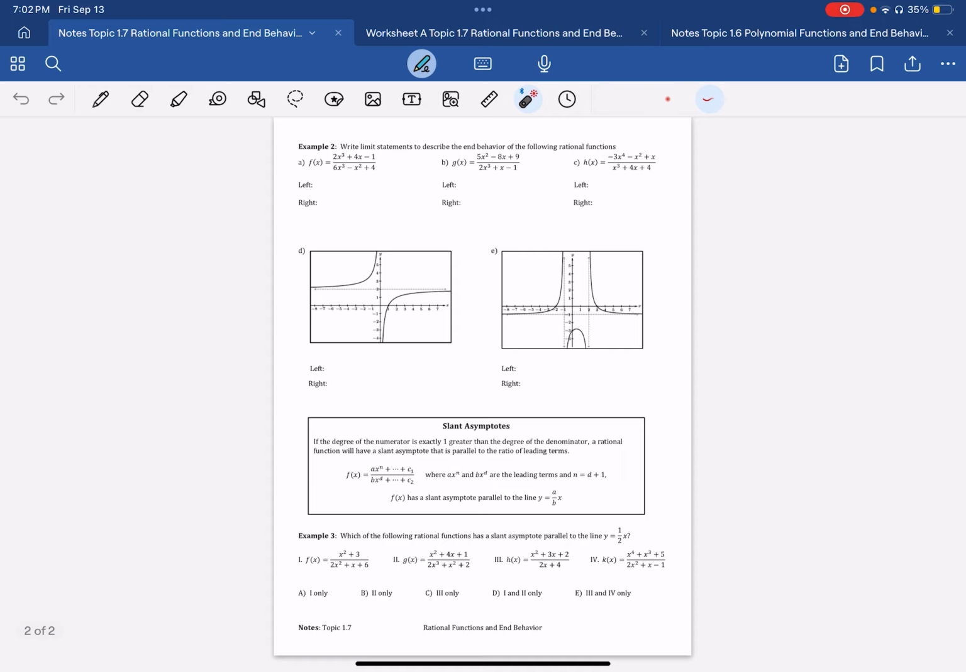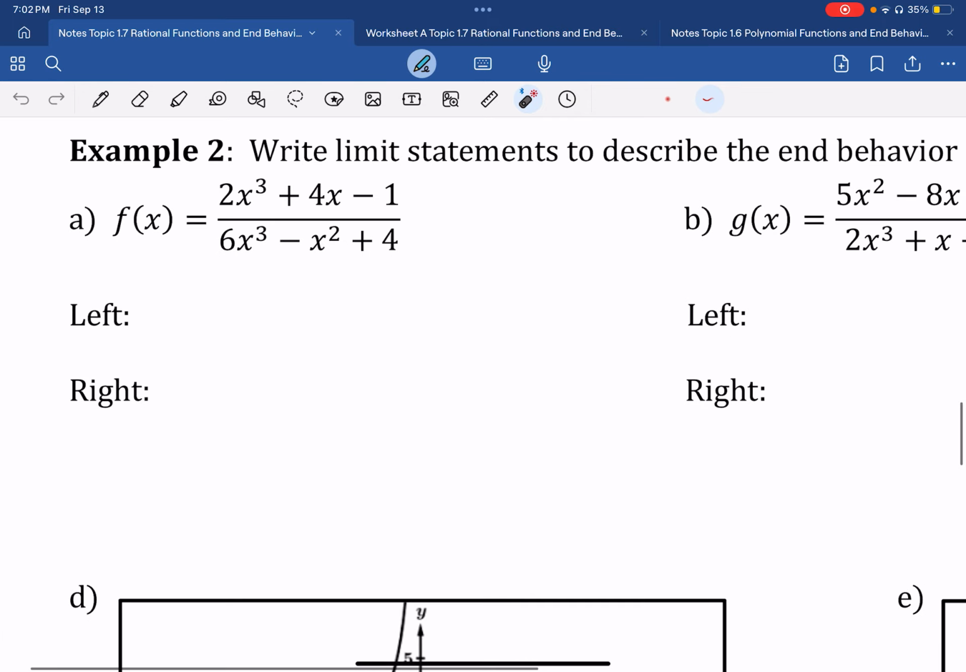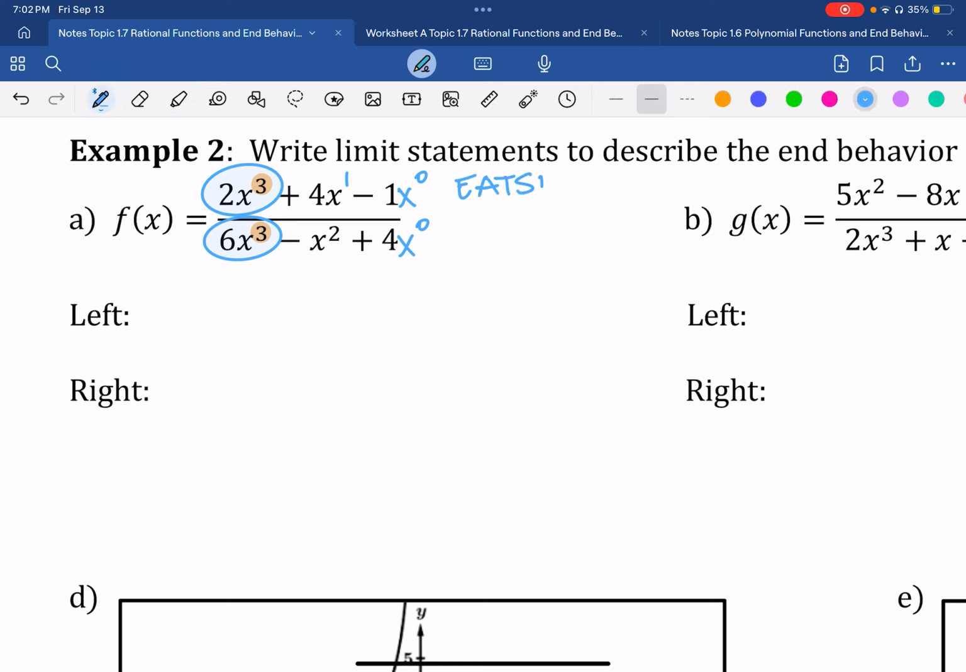Okay, so what we're going to do here is just repeat the process. We're going to find the horizontal asymptote and then use that value to write the limit statement. So we have 2x cubed plus 4x to the power of 1 minus 1x to the power of 0 divided by 6x cubed minus x squared plus 4 times x to the power of 0. My leading term is 2x cubed in the numerator and 6x cubed in the denominator. Because my degrees were both 3, that means the exponents are the same. So this will be BOTH. To find the horizontal asymptote, I would divide the coefficients 2 over 6, which does reduce to 1/3.